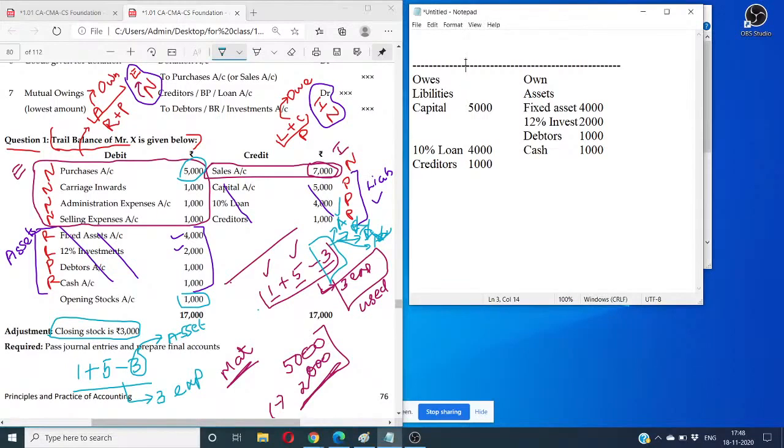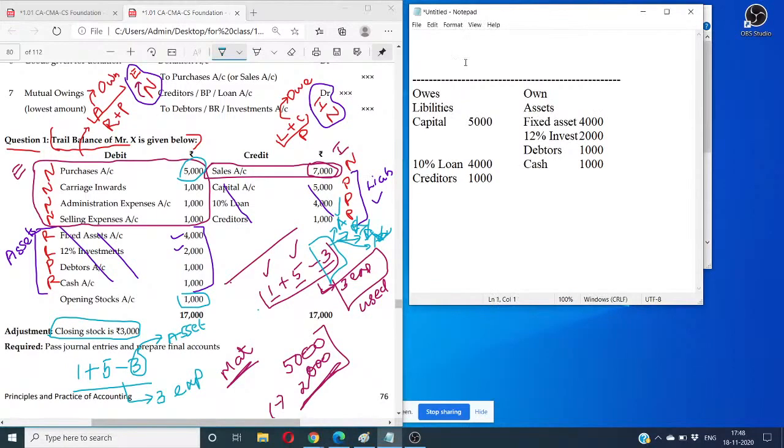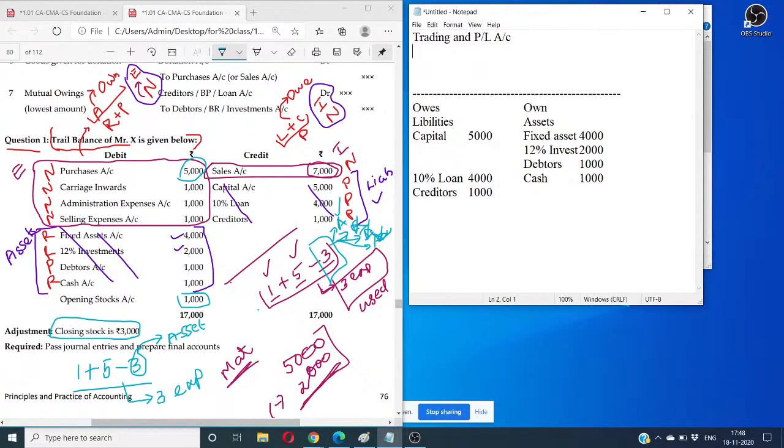Now let's see here. I'm going to prepare the income and expenditure statement. Otherwise, I name this as trading and profit and loss account. In trading and profit and loss account, the left hand side is called debit and the right hand side is called credit. The debit side is meant for recording all the expenses. Credit side is meant for recording all the income. I think now you are able to listen to my voice properly. Now let me start here.